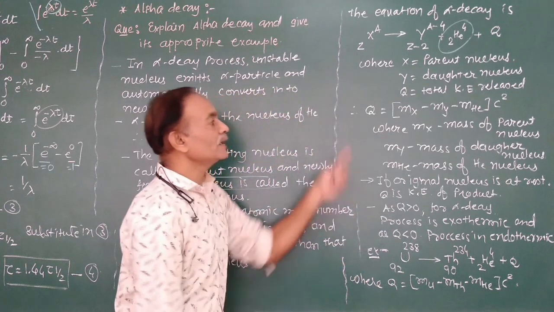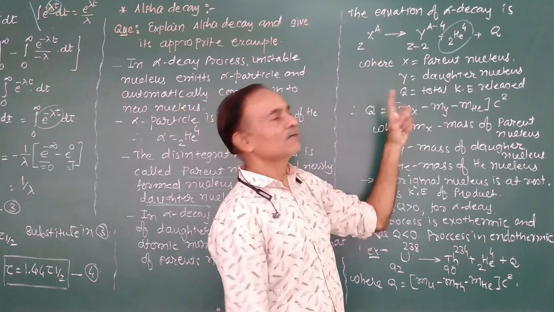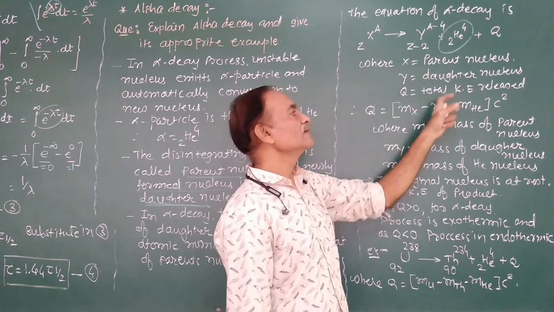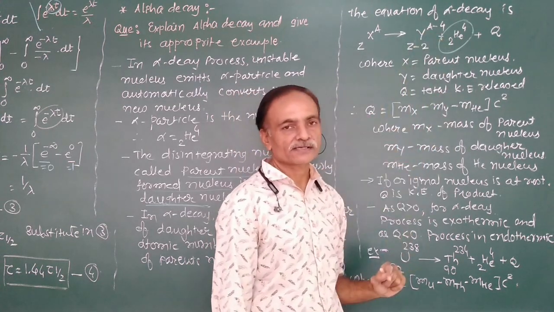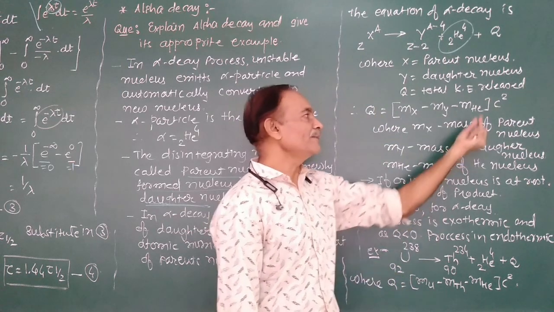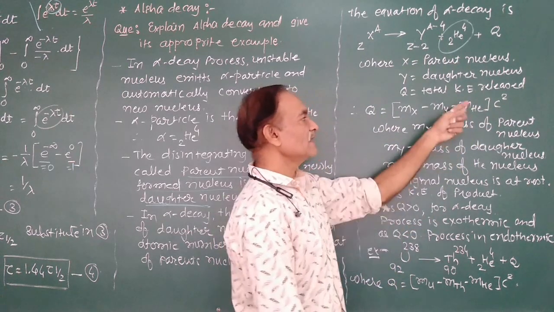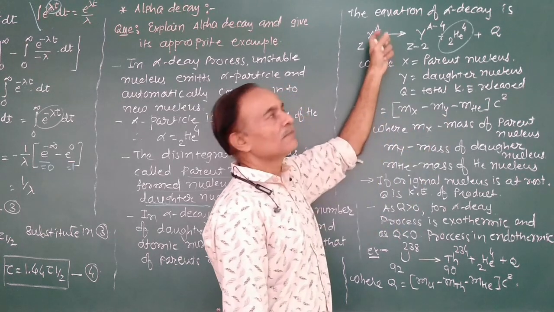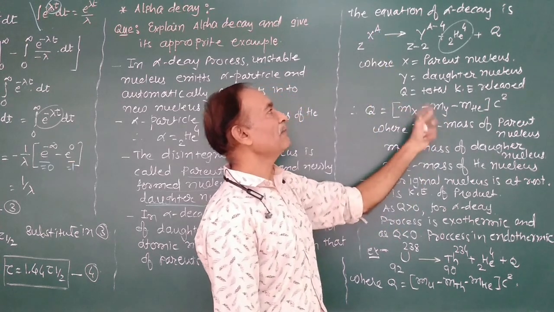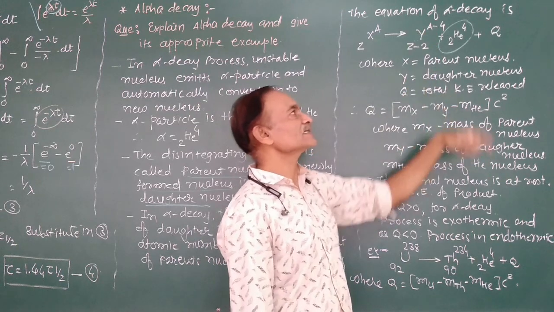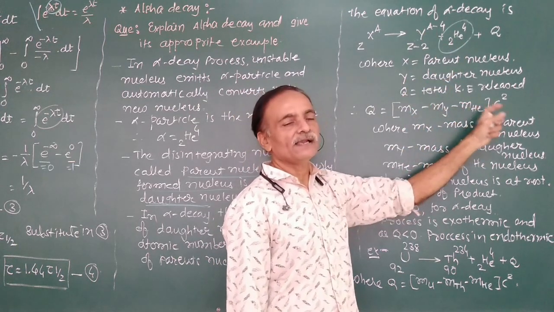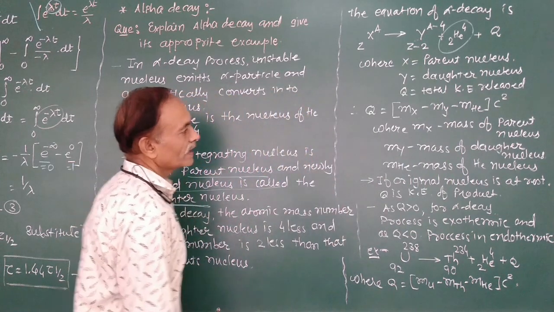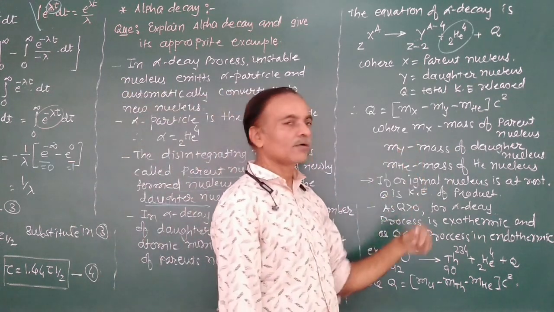Delta m is the mass difference. So here Q is equal to the mass of the parent nucleus minus the mass of the daughter element minus the mass of the product, into c square. That is our mass difference. Again, Q is equal to the mass of the parent nucleus minus the mass of the daughter nucleus minus the mass of the alpha particle, into c square. Okay, clear this thing?